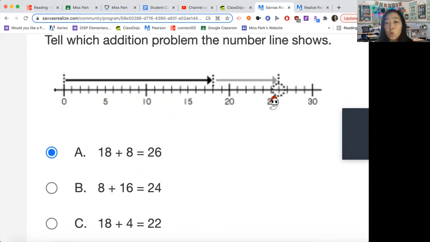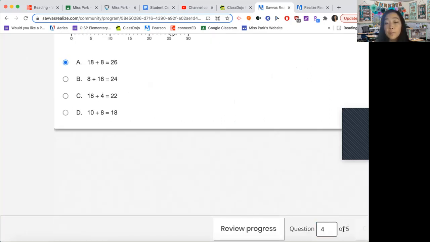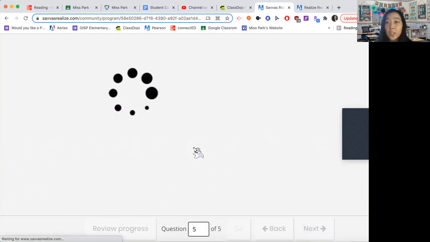And then let's make sure our total is correct. Here it says 26. And if we look at the number line, the total that we get to is also 26, 1 after 25. Final question.